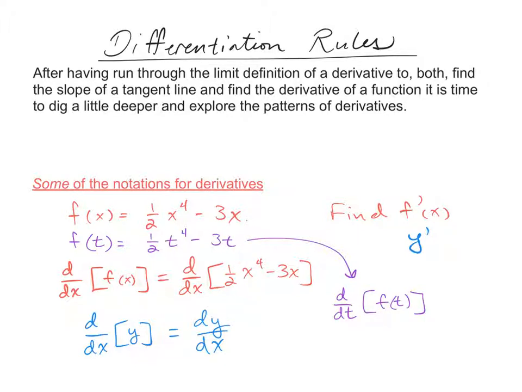We will go over what happens when that is not the case a little bit later. But for right now, we will be taking the derivative, for this example, the derivative of f of t with respect to the variable t. Let's take a look at those rules.